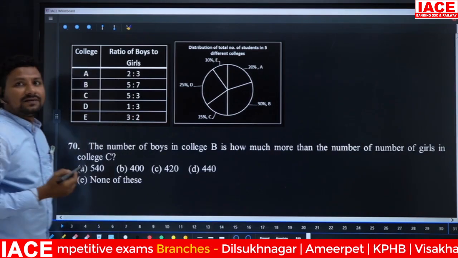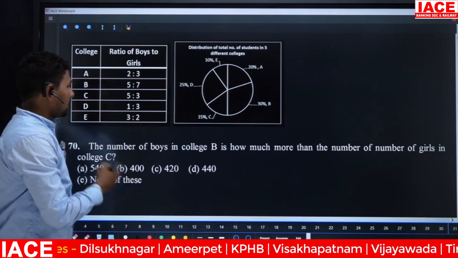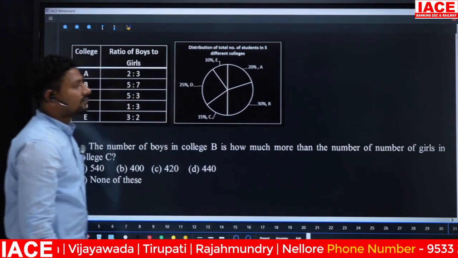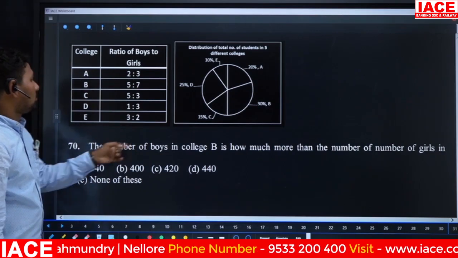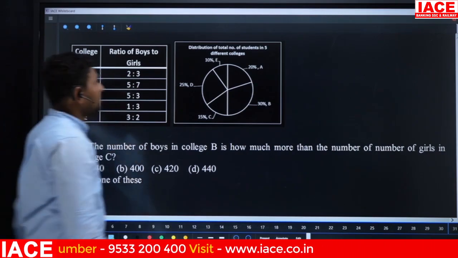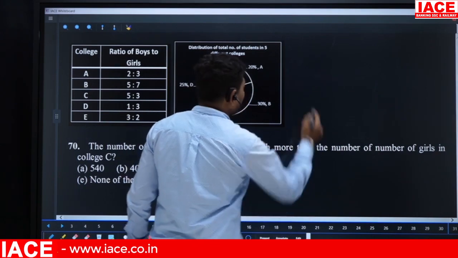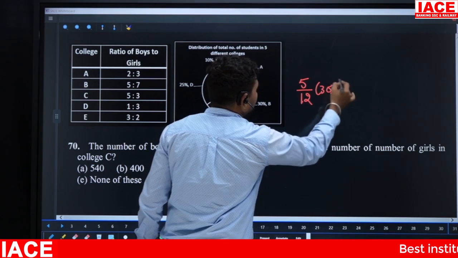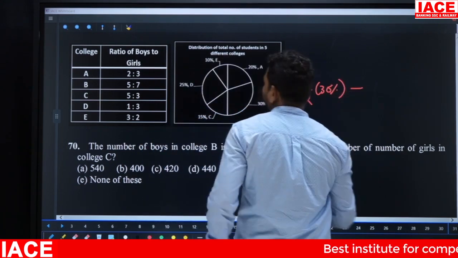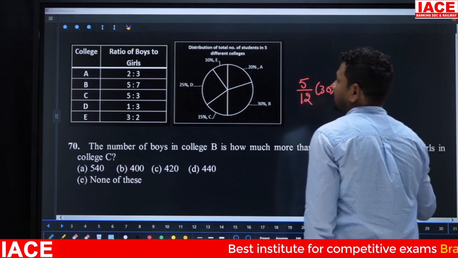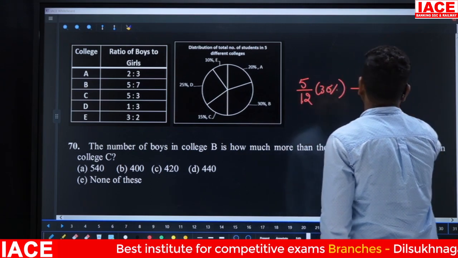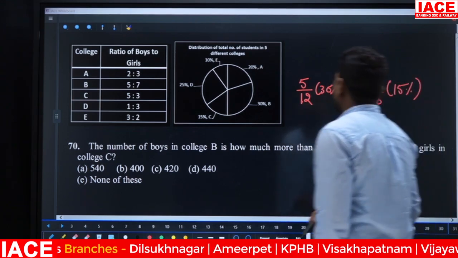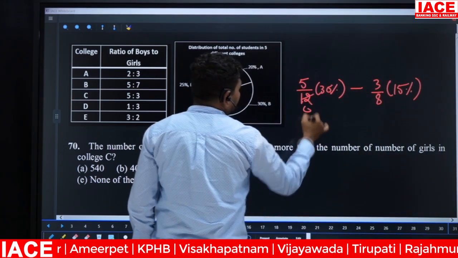Look at the 70th question. The number of boys in college B is how much more than the number of girls in college C. So boys in college B is 5 by 12 of 30 percentage, and the difference we should take here. So for college C girls, 3 by 8 of 15 percentage.